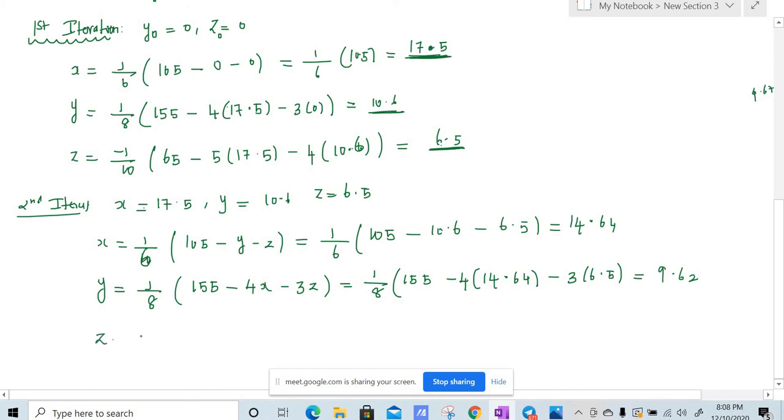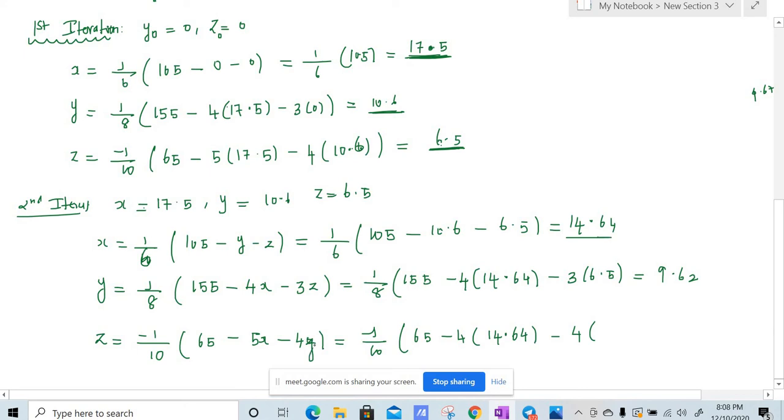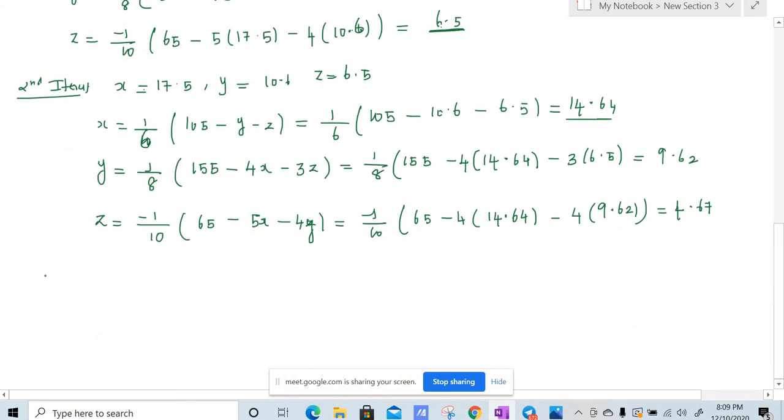And what will be my z? z is minus 1 by 10 into 65 minus 5x minus 4y, and here the updated value for x is 14.64, very important. You should not take the old value, you should always consider the updated value. So x is 14.64, minus 4 into the updated value for y, which is 9.62. Again I am stressing that you should always use the updated value. So this will be 4.67.